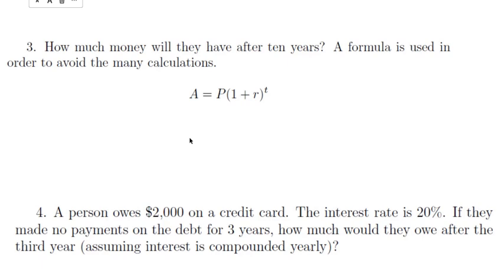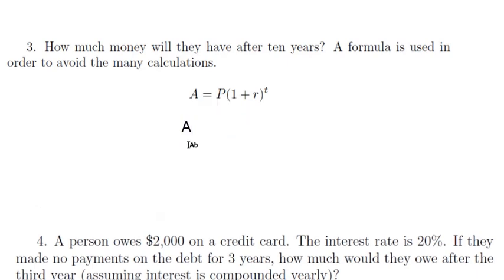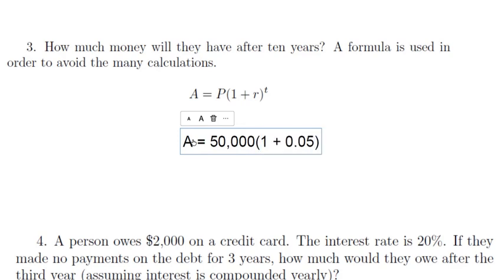This is an edit of the compound interest formula. So the way it works is A is the amount of money you have at the end of the year. P is the principal, which is the starting amount. We started at $50,000. R is the interest rate as a decimal. And T is an exponent there, so it's up top in the exponent position. We want to plug in 10 years here.